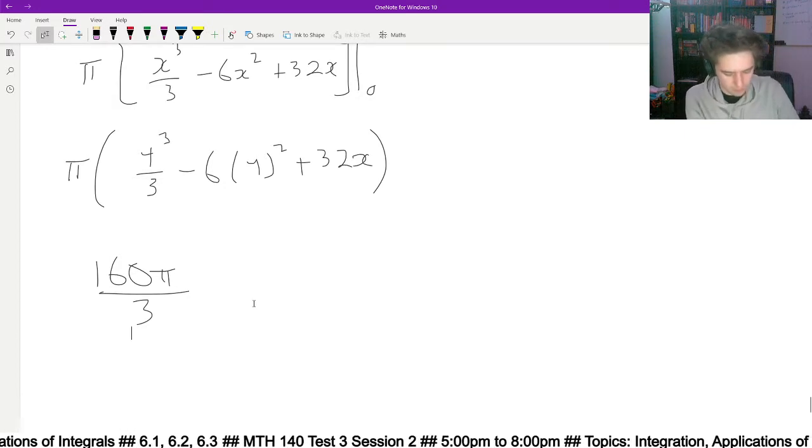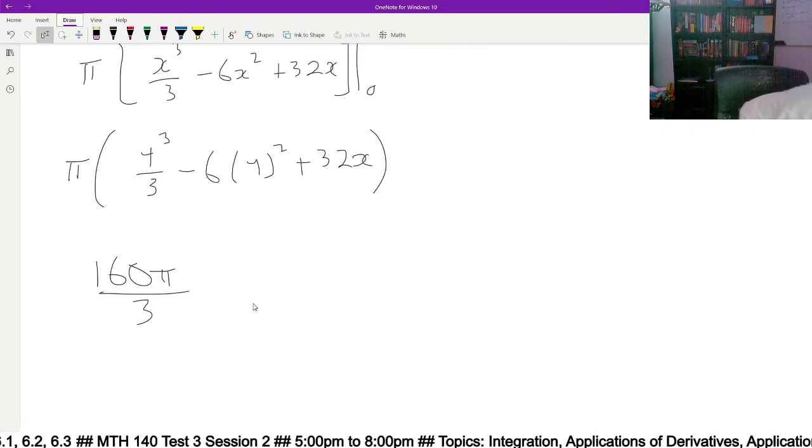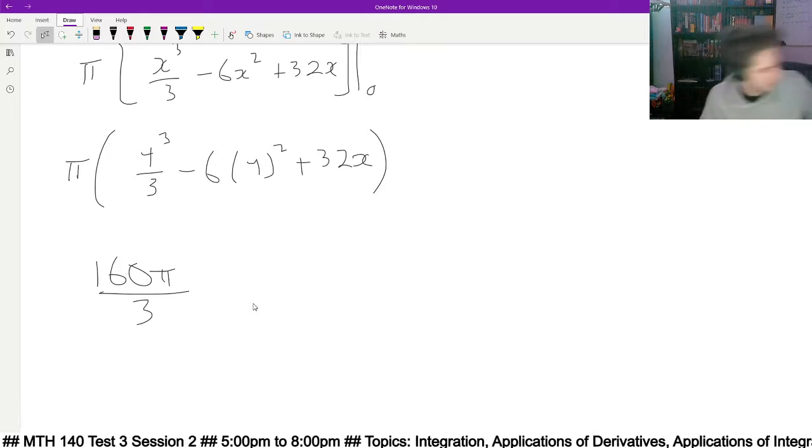Oops. Let's pull water on the tablet. So, I have to wipe it with something. Just wipe it with this.